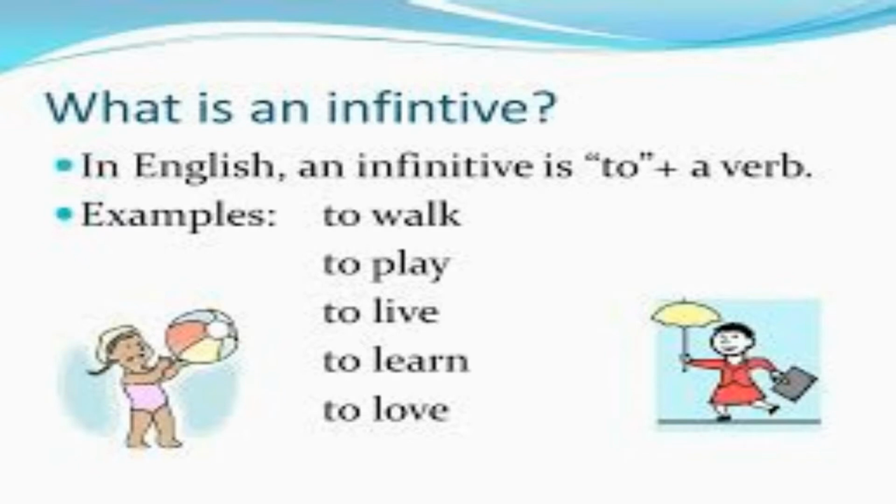And we can differentiate between two infinitives. We have the complete infinitive, which means to plus the verb. This is the complete infinitive: to walk, to play. These are full or complete infinitives. And we have the bare infinitive. The bare infinitive is just the verb without to. Walk, for example, play, live, learn, love. These are bare infinitives.